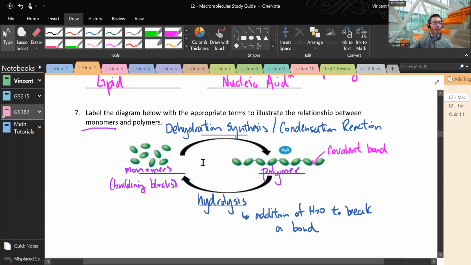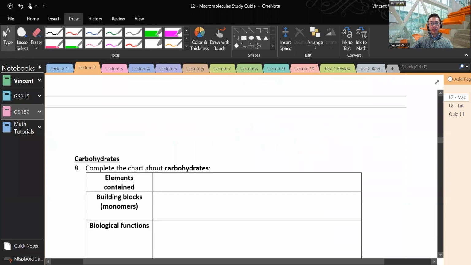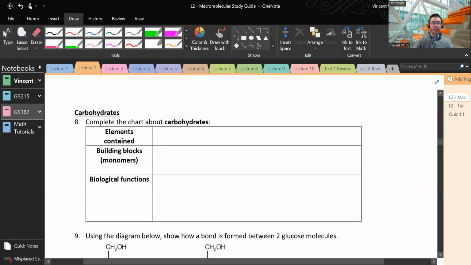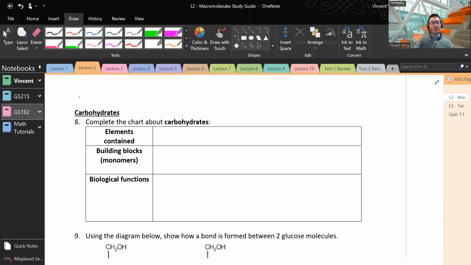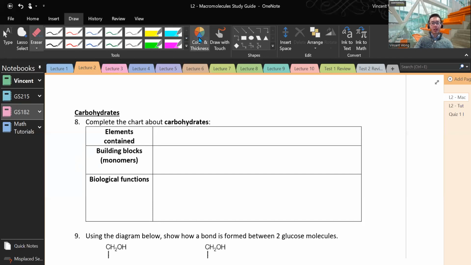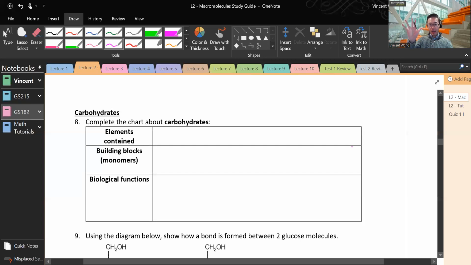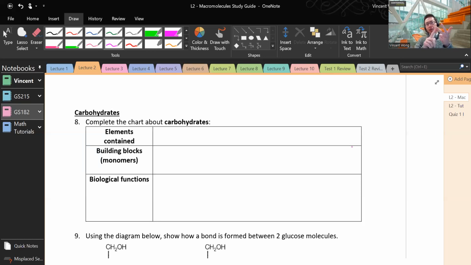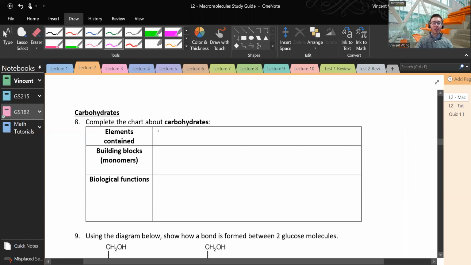Moving on. Another chart. I love charts. Complete the chart about carbohydrates. So what kind of elements do we have in carbohydrates? Well, remember we have 5 key elements, right? Carbon, hydrogen, oxygen, nitrogen, and phosphorus, right? So of the 5, what are the ones that are found in carbohydrates? We have carbon, we have hydrogen, and oxygen.